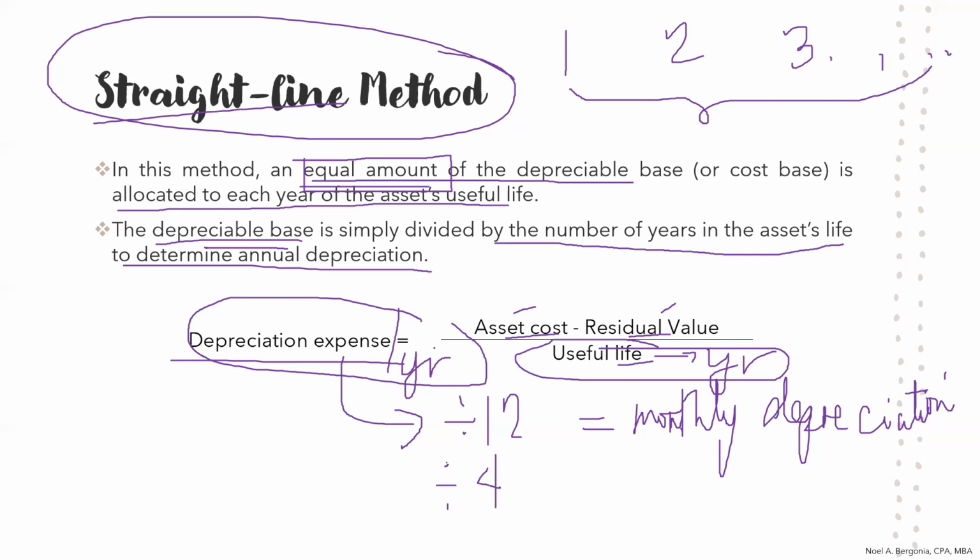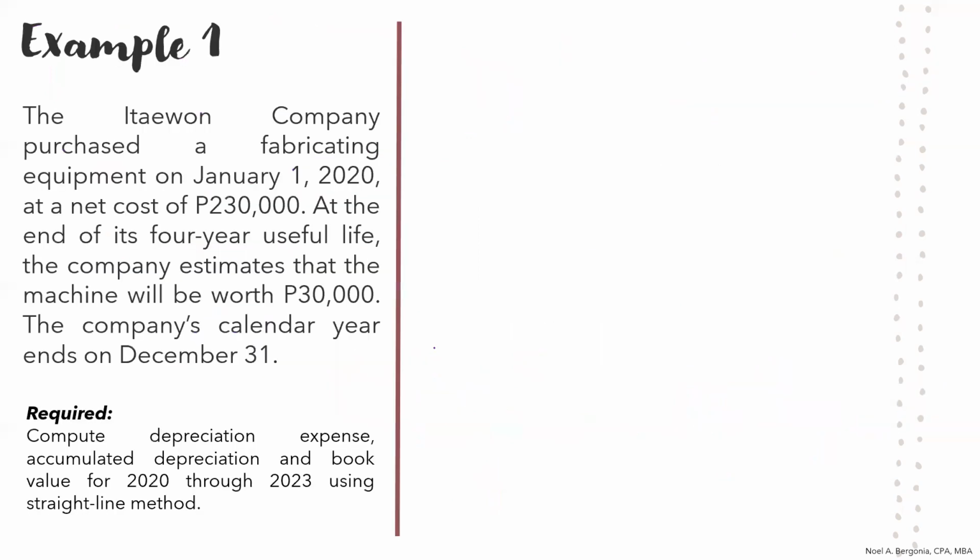Okay? Sige, so to expound further itong gamit ng straight line method at saka application ng ating journal entry, let me give you these examples. So let's start with example number 1. Ang requirements sa atin is computing yung depreciation expense, mag-compute din ng accumulated depreciation at saka yung book value for 2020 up to 2023 using the straight line method only.